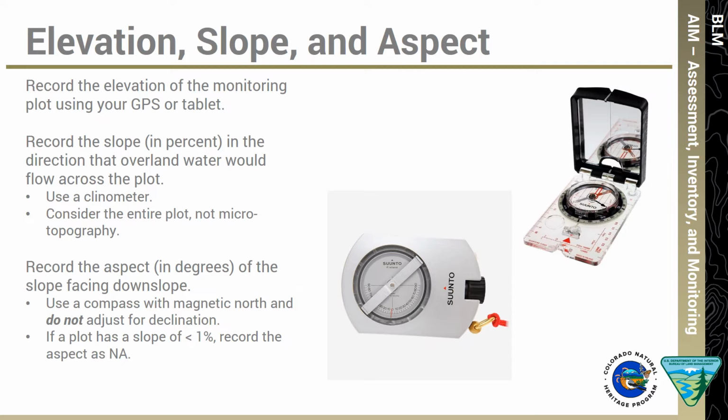Aspect is determined using a compass, which we will also demonstrate in the field. Aspect is measured in degrees using magnetic north rather than true north. Do not adjust the compass for declination. Magnetic north is less prone to error than adjusting for declination at every plot. Measure the aspect of the slope facing downslope in the direction that water would flow across the plot. Like slope, think about the plot as a whole and not small changes in aspect within the plot. If the plot has a slope less than 1%, record aspect as NA, because the site is essentially flat and has no aspect.